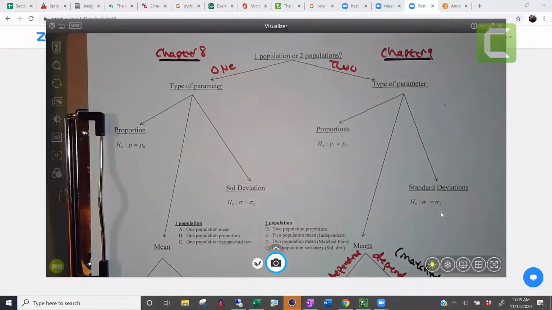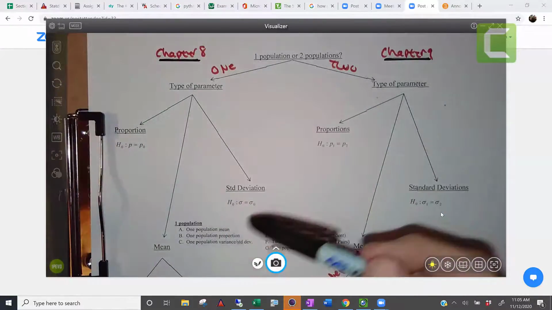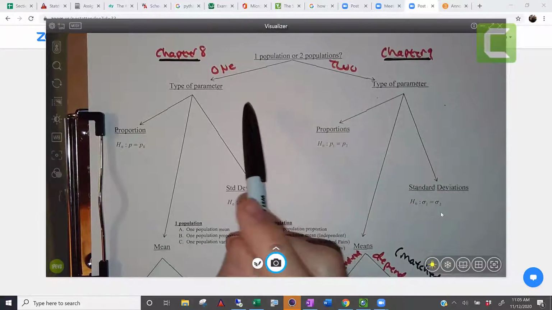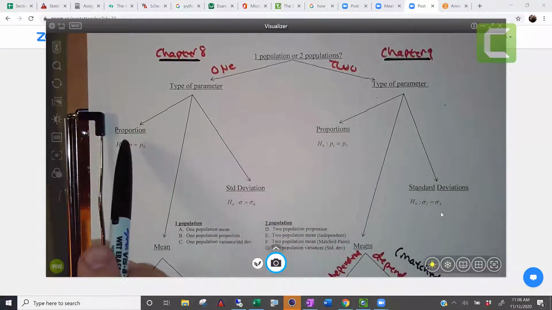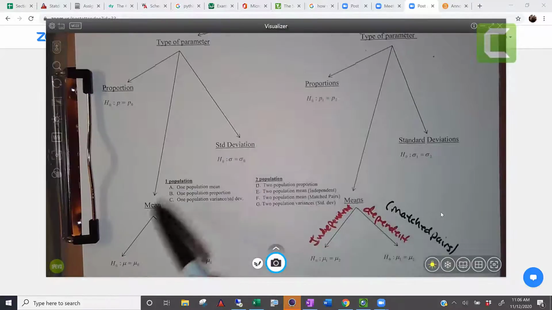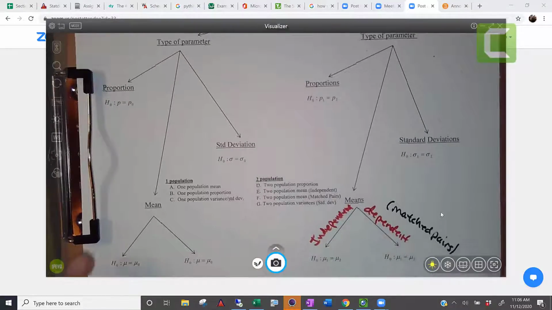So we're in section 9.3, and what I want to do is look back a little bit, describe what we've gone through, and then help you understand where we're at. So in chapter 8, we started hypothesis testing. And depending on the circumstances, we either tested one population proportion, one population mean, or one population standard deviation.